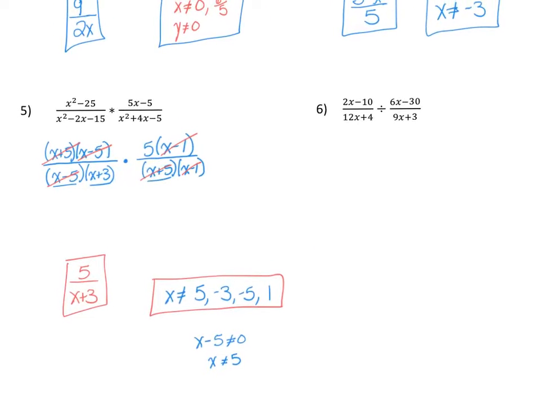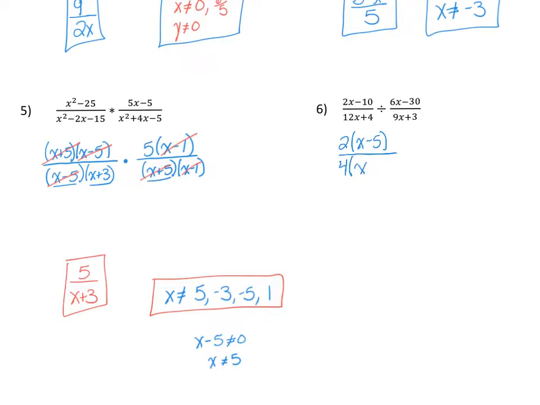Division problem, you're going to start the same way. You're going to factor everything. All the numerators, all the denominators. So when we look at the first numerator, we can factor out a GCF of a 2. For this first denominator, we can factor out a GCF of a 4.